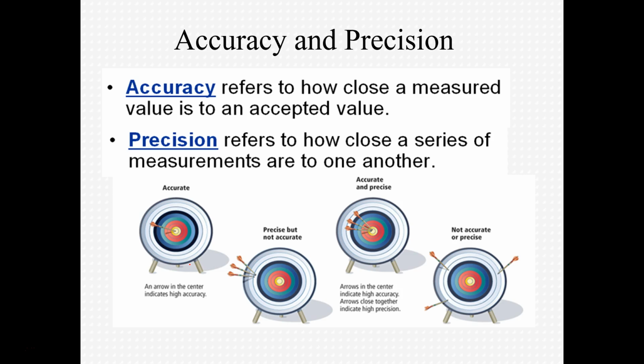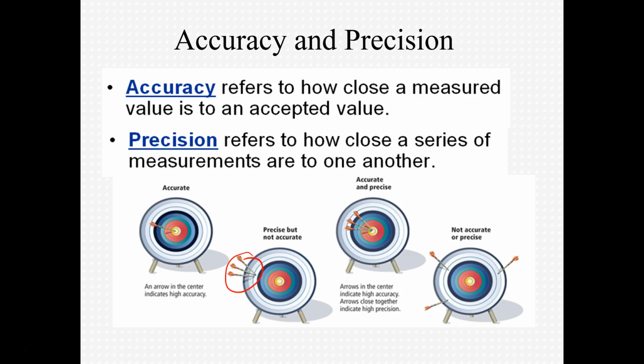You're always getting 100% on tests, or you're getting extra credit, or all this other stuff. You're always scoring your goal in soccer, or hitting the home run in baseball. You're a very accurate person. Precision, on the other hand, refers to how close a series of measurements are to one another. So like in this case here, we have 3 arrows that shoot in pretty much the exact same space.